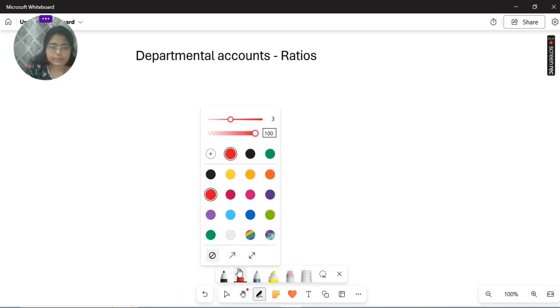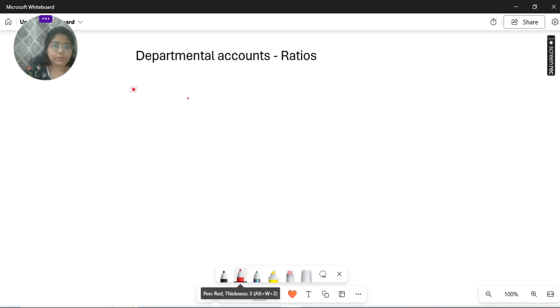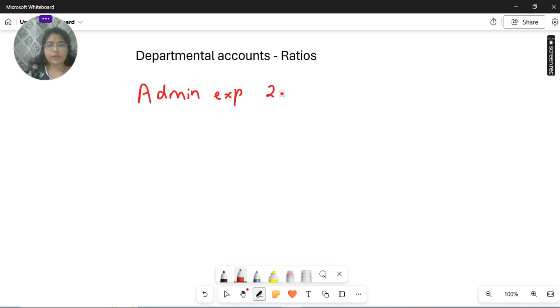We'll take a nice red pen and we'll see. So for example, the administrative expenses are 20,000. Alright. And it has to be distributed among two departments, that is Department A and Department B.